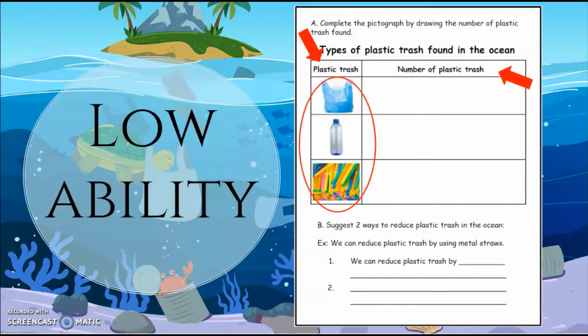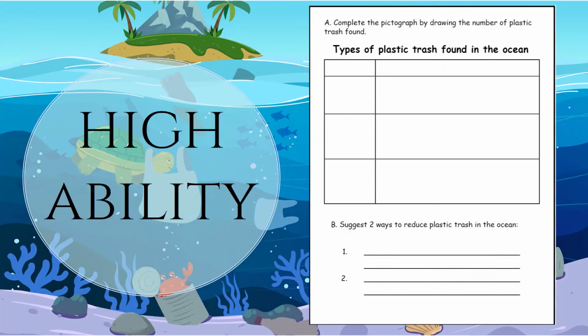For question B, we provided them with an example of a reasonable answer as a guideline. As for the high ability learners, they are given an empty pictograph where they have to complete and label the graph correctly themselves. For question B, no guidelines are given to them. Another way of extending this task is to ask the students to draw a vertical pictograph and suggest another way on how to reduce plastic trash in the ocean.